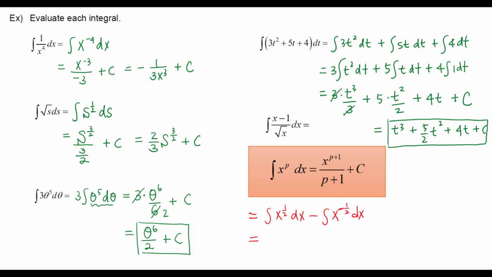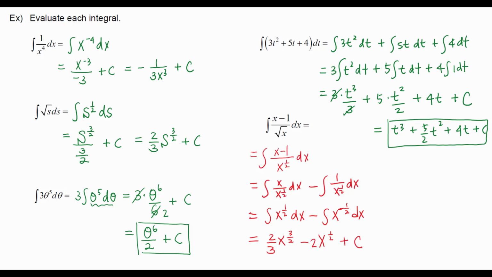Again, when you divide by 3 over 2, it's the same as multiplying by the reciprocal. So I get 2/3 x to the 3 over 2 minus, when you add 1 to the negative 1/2 power, you get positive 1/2 power. And when you divide by positive 1/2, which is the same as multiplying by the reciprocal, which is 2. And I need to add the constant of integration c. So here is my answer for that one.